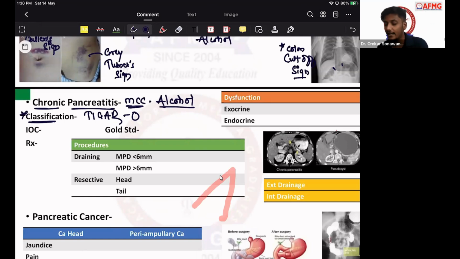Okay? So it is the TIGAR-O classification, which is the etiological classification for chronic pancreatitis, where T goes for toxins, and the most common toxin responsible, as we discussed, is alcohol. I goes for idiopathic. G for genetic factors. A for autoimmune causes. R for recurrent causes, and O lastly for obstructive causes. So the classification used for chronic pancreatitis is known as TIGAR-O classification. Important, remember it. No issues with this.